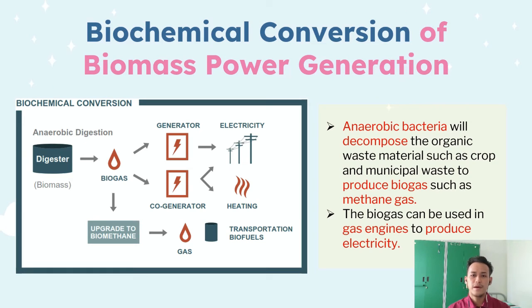Last but not least, the biochemical conversion of biomass power generation. In the biochemical process, anaerobic bacteria are used to decompose organic waste material such as crops and municipal waste to produce biogas such as methane gas. The methane gas can be used in a gas engine to produce electricity.